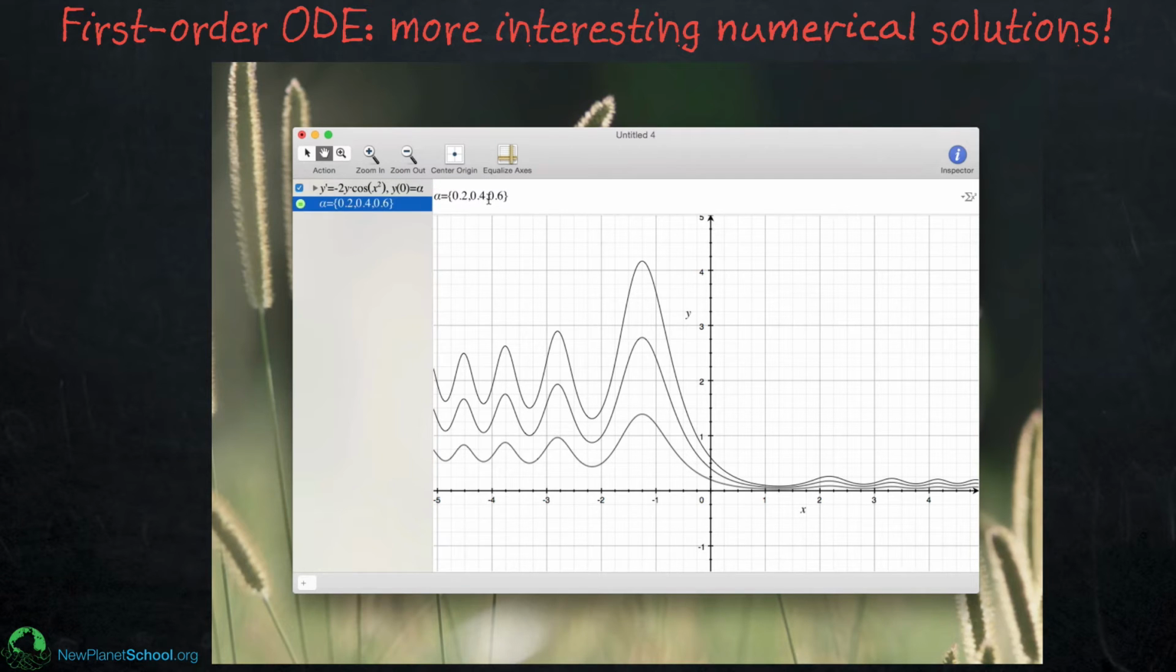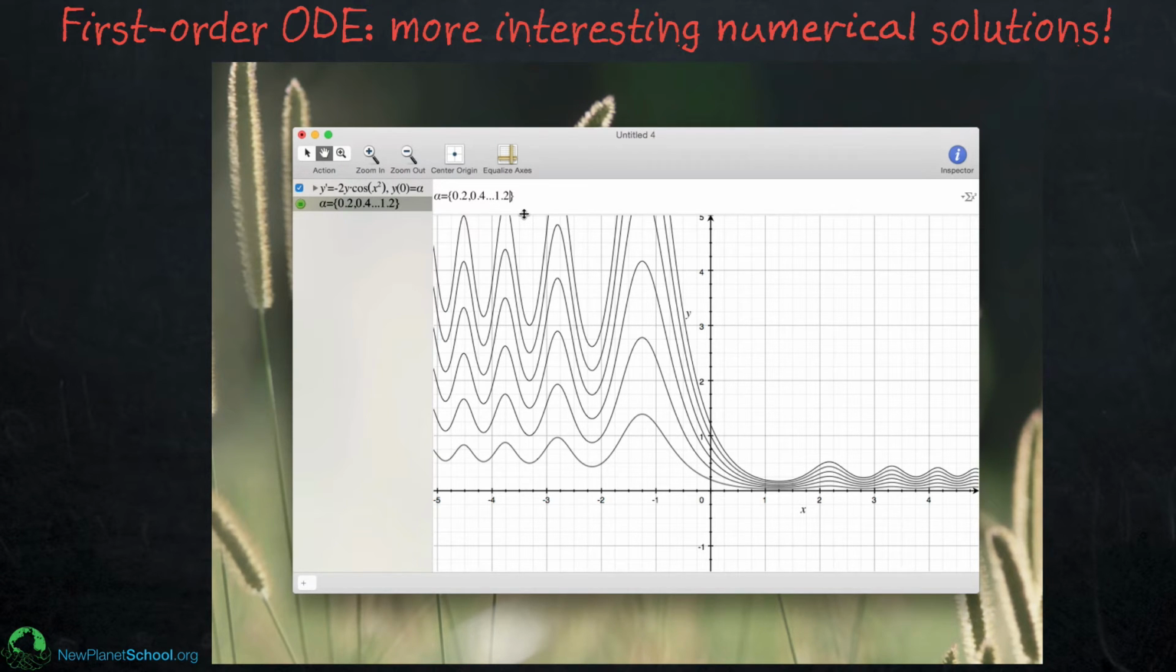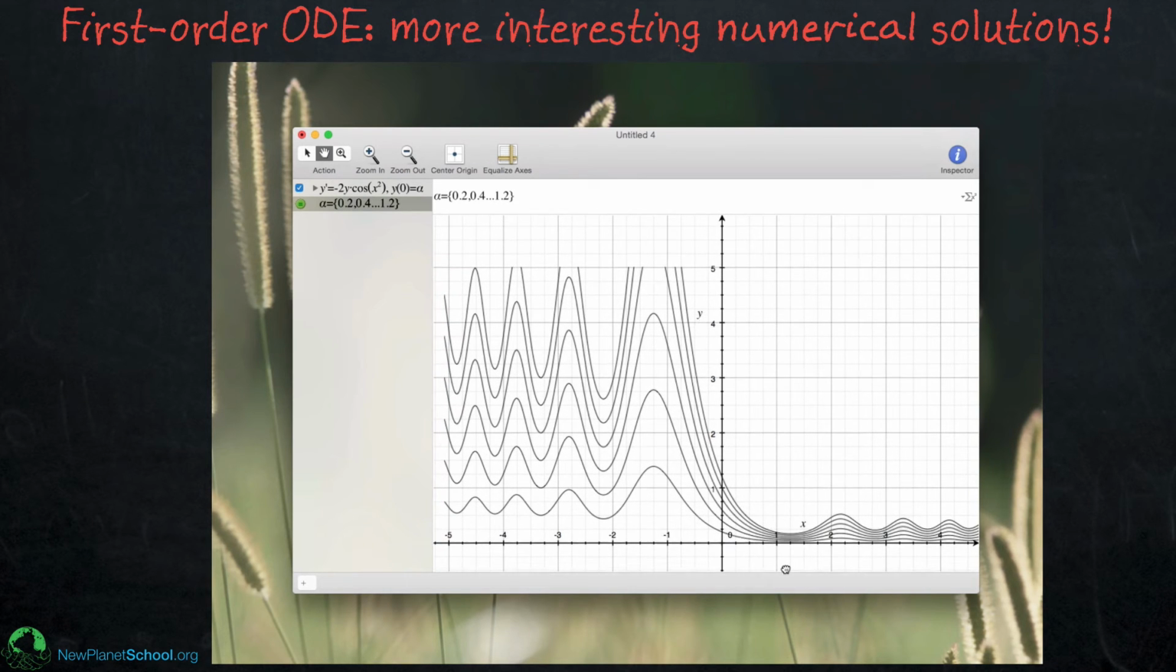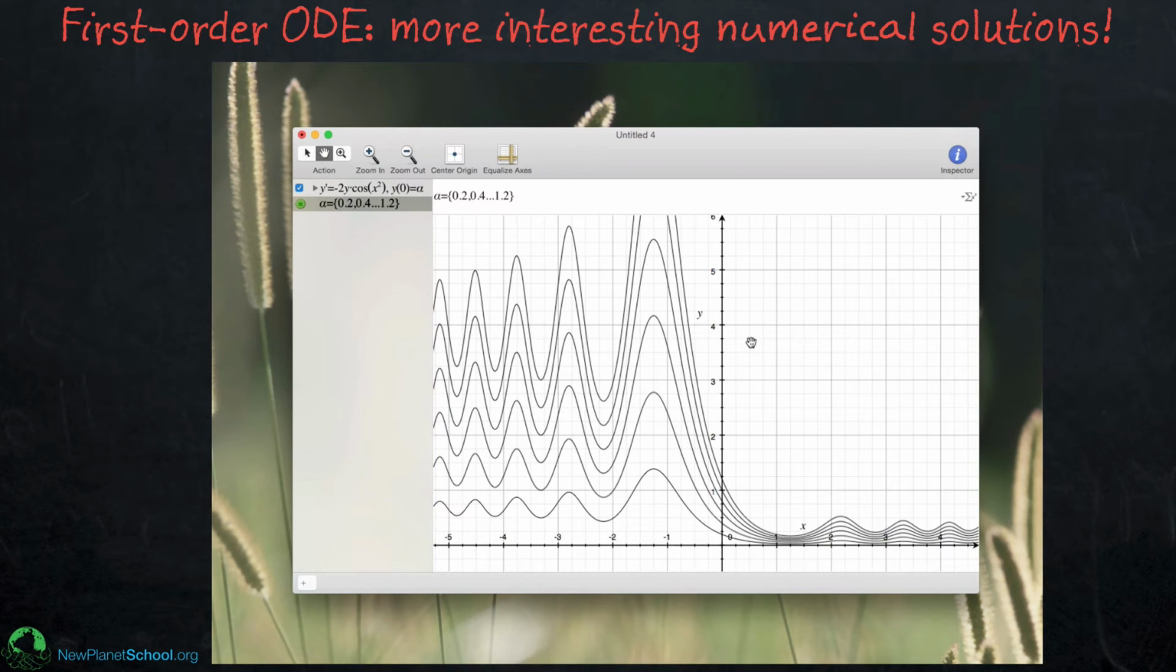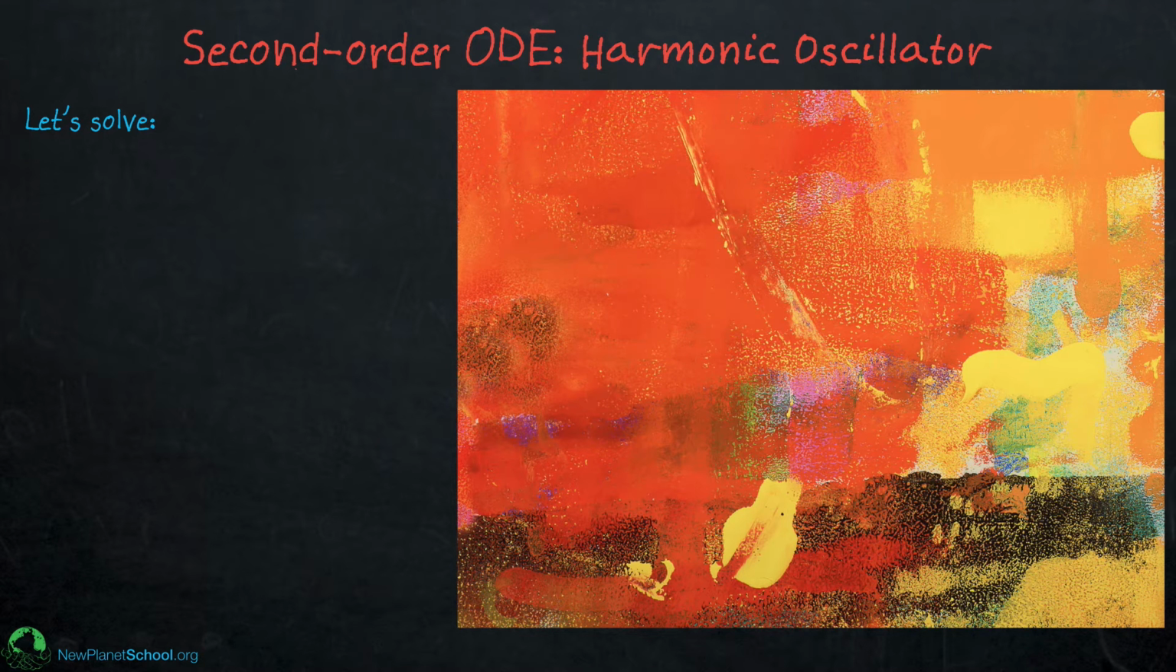Let's add some more conditions just to fill this up. We use this triple dot notation starting at 0.2 up to 1.2. And you can see MatGrapher very capably solves nonlinear ODEs for a range of initial conditions, and then you can customize your graph and export it as usual. Okay, so that gets us to second order ODEs.